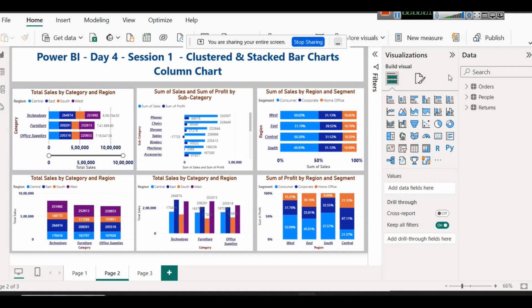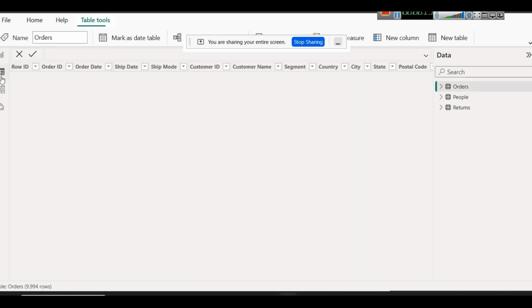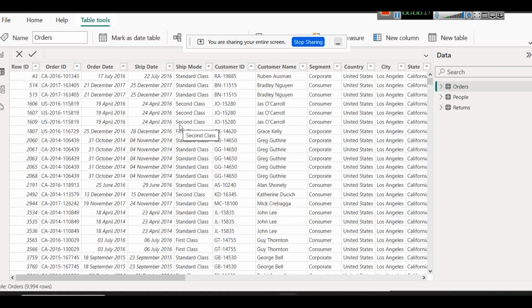So we are continuing our discussion of Power BI further. In previous chapters we studied different types of bar charts. The data set that we have connected today is the sample superstore data set.